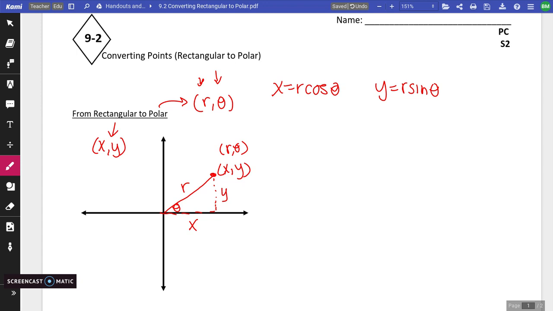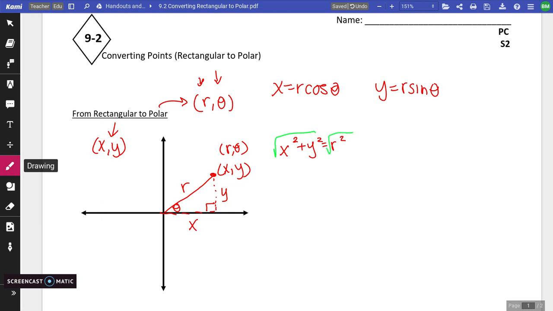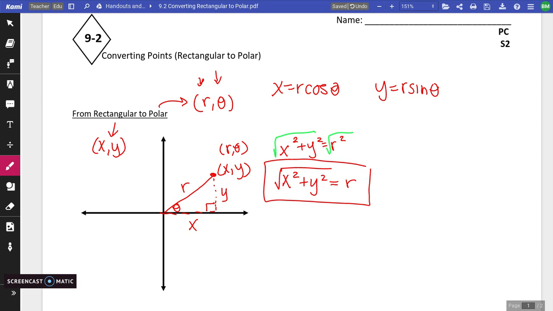Now a couple more things we know from our trig units. This right triangle here, we know the Pythagorean theorem tells us x squared plus y squared equals r squared. So that's pretty close to r being by itself. To solve this one, I can just square root both sides, leaving me with the square root of x squared plus y squared equals r. Now be careful here, you cannot write x plus y equals r.